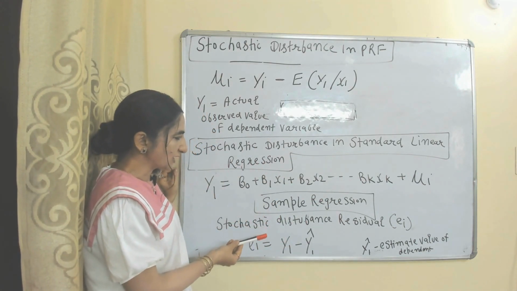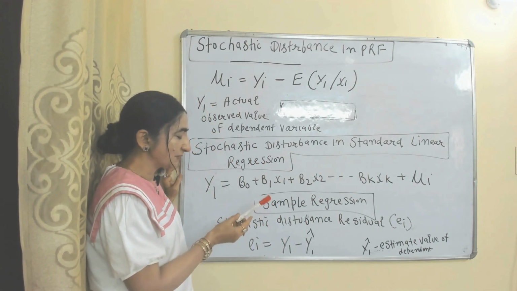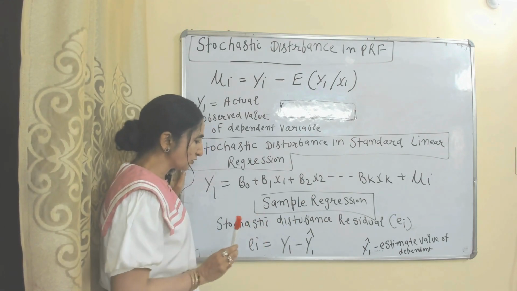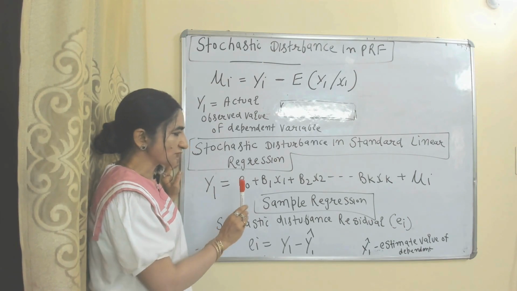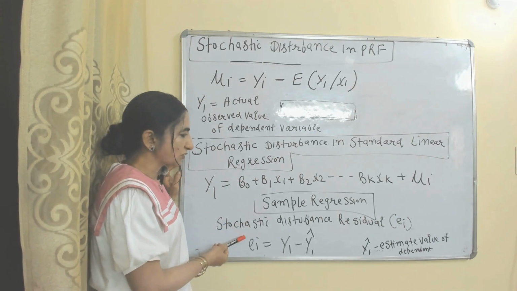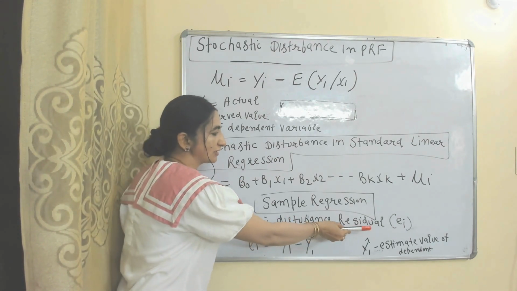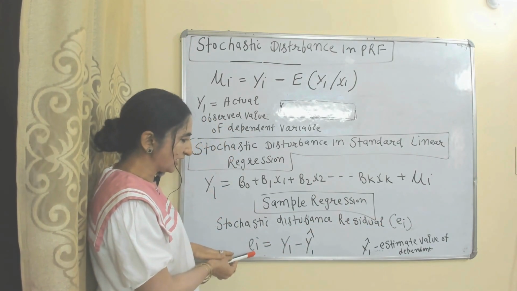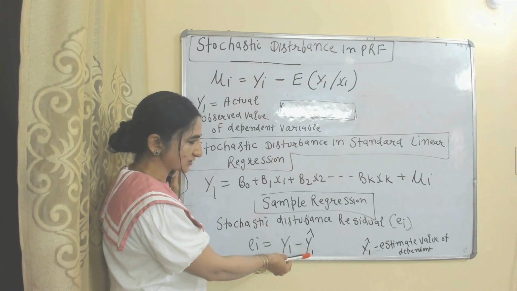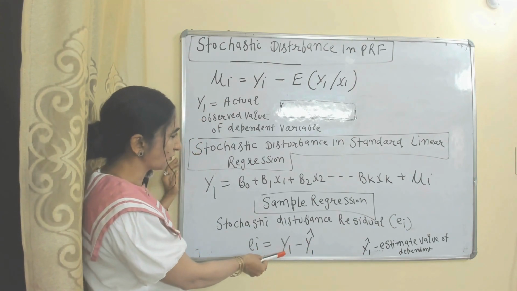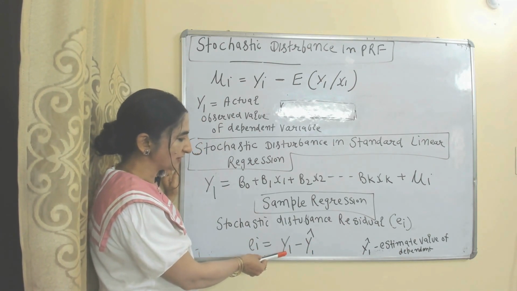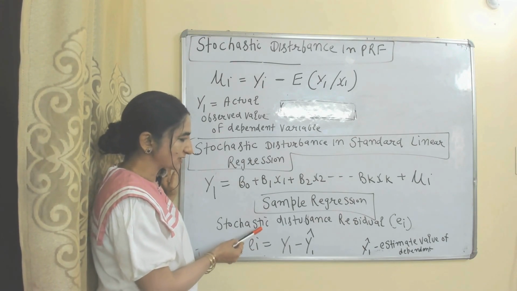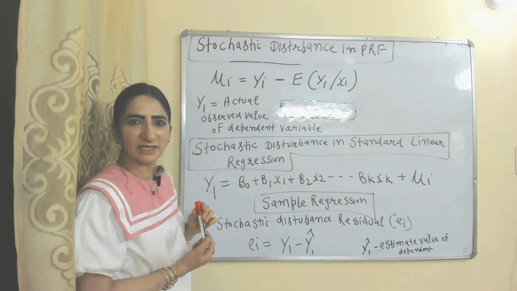And we can calculate a stochastic disturbance in the case of a sample regression function with this formula. Most important thing, in the case of the sample regression function, the stochastic disturbance is our residual which is represented by ei. So the formula to calculate ei: when you subtract the estimated value of the dependent variable from the actual observed value of the dependent variable, it becomes equal to the residual, and the residual is the stochastic disturbance in the case of the sample regression function.